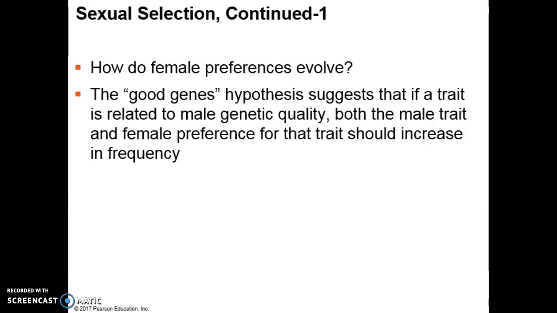So how do their preferences get involved? Well, there's a hypothesis that suggests that if a trait is related to a male quality, both the male trait and a female preference for that trait increase in frequency. So if there's something that makes me manly, that should make me a better mate. And theoretically, if that makes me a better mate, then my genes increase in frequency over time.